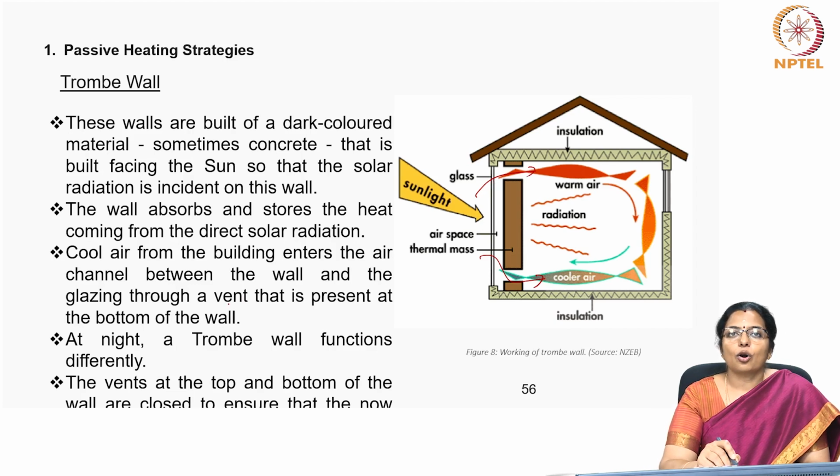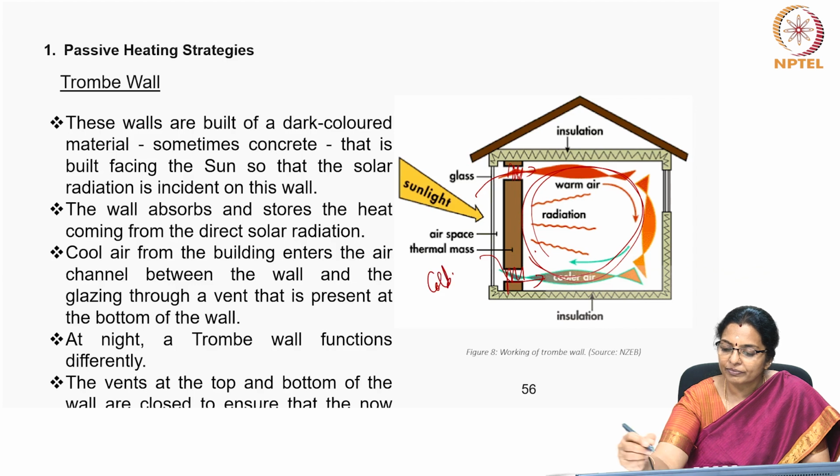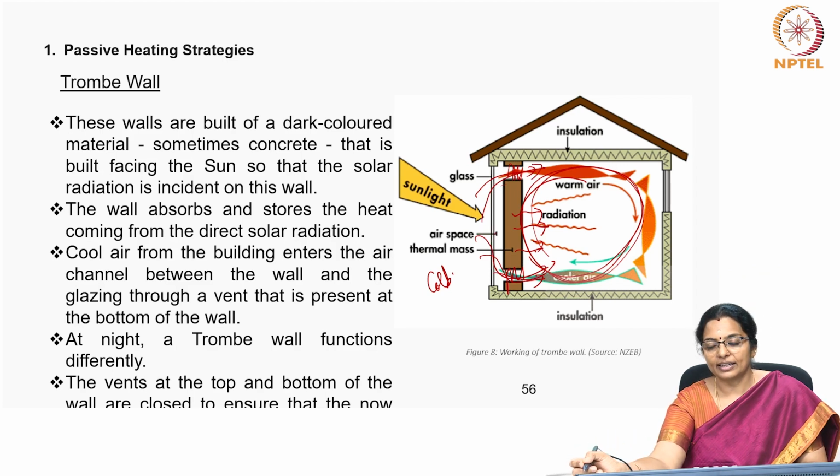At night, the Trombe wall functions differently. The vents at the top and bottom of the wall are closed to ensure that the trapped heat remains inside. When the outside is very cold, the inside remains warm because this heat from the wall is radiated, as well as heat from the sun space or the small air space that has flown in during the day.